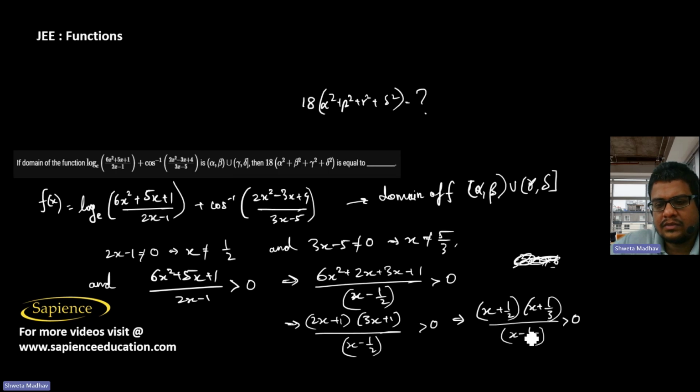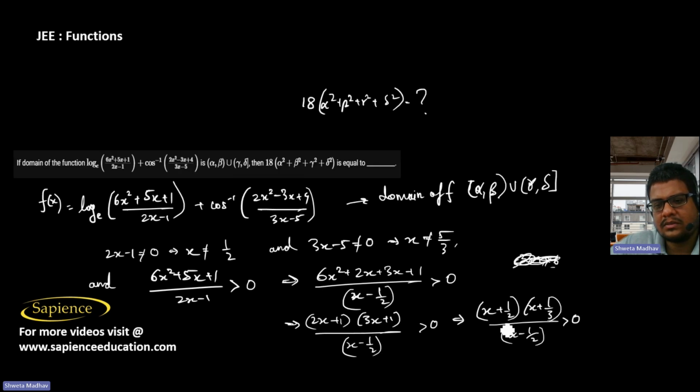Now if you take some value which is more than half, let's say 1, then it will be greater than 0. So this is negative, this is positive, this is negative. Suppose if you take minus 1, then this is also negative, this is also negative, this is also negative. So this is minus plus minus plus. So we need the region where it is greater than 0. So therefore x belongs to minus half to minus 1 by 3 union half to infinity.